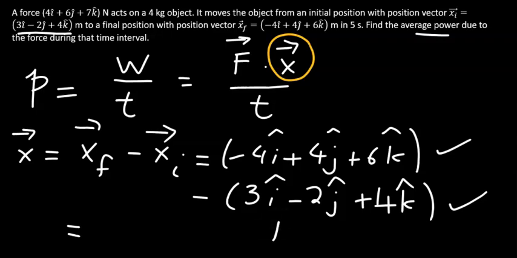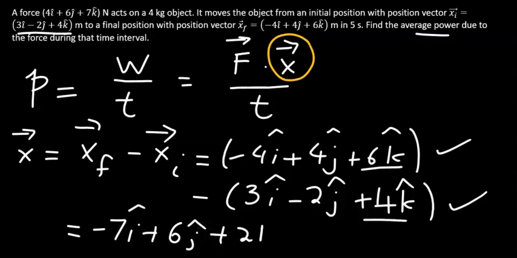So let's look at the i hat component. Minus 4 minus 3, so that's minus 7i hat. And then you have 4j hat minus 2j hat, so that's going to be plus 6j hat. And then you have 6k hat minus 4k hat, that is 2k hat. Displacement is measured in the unit of meters.